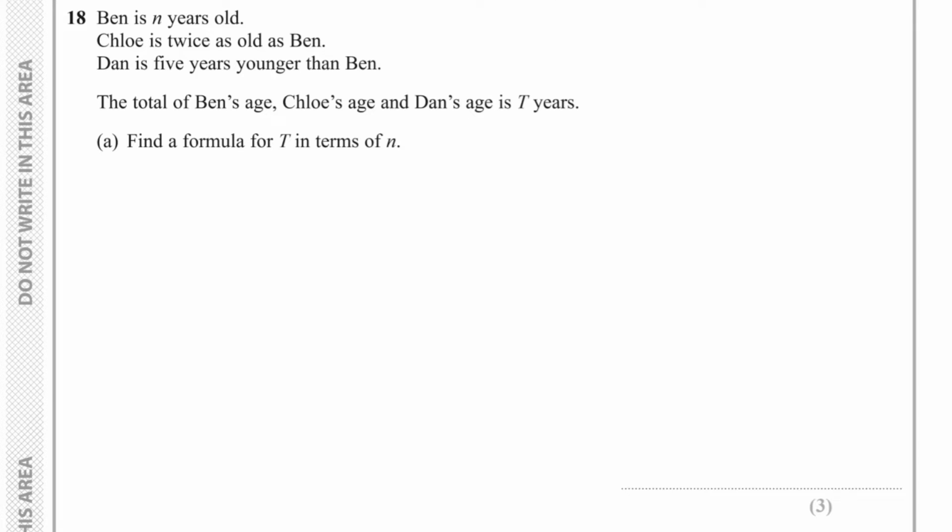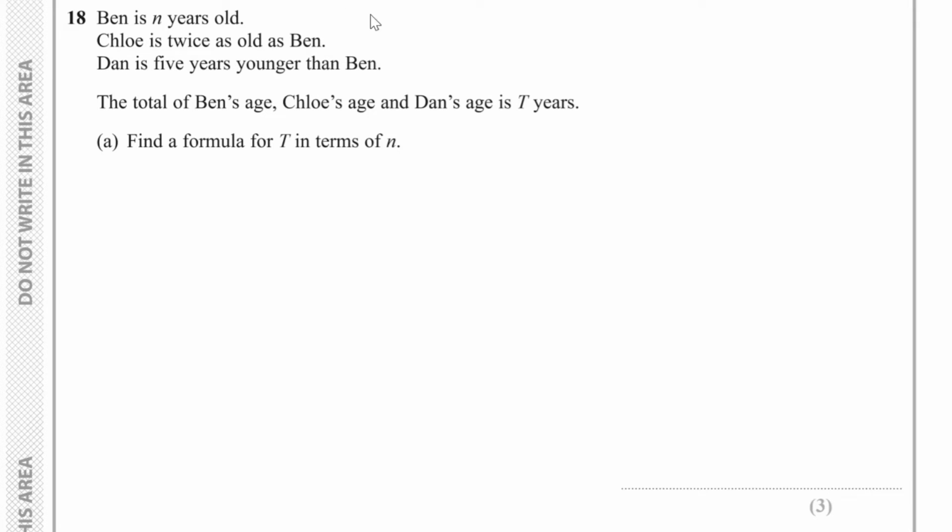Question 18. Ben is n years old, Chloe is twice as old as Ben, and Dan is 5 years younger than Ben. The total of Ben's age, Chloe's age, and Dan's age is t years. We have to find a formula for t in terms of n.